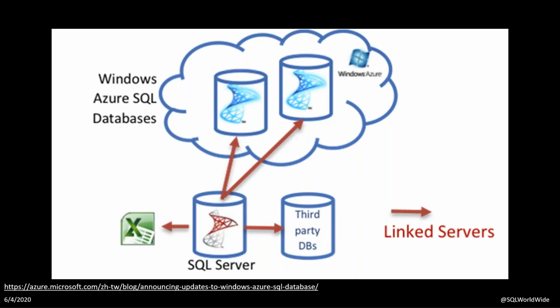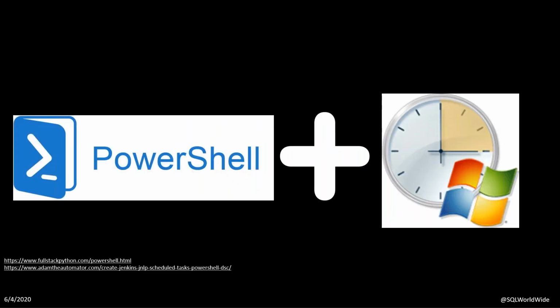So the first one is a linked server. You have your on-prem SQL Server in the middle. You can have linked servers to your Windows Azure SQL databases, and then you can do anything you want. And also from on-prem SQL Server, of course, you can connect to Excel and third-party databases. Those were all possible before, but the top arrow points to your cloud resources. I talked about PowerShell and Windows Scheduler, which can be very powerful, and I'll show you an example. I put some links there. One link is where I got some of the pictures, but the second link on this slide talks about this model and how you can implement it on a larger scale.